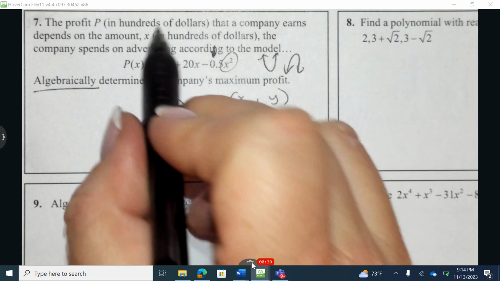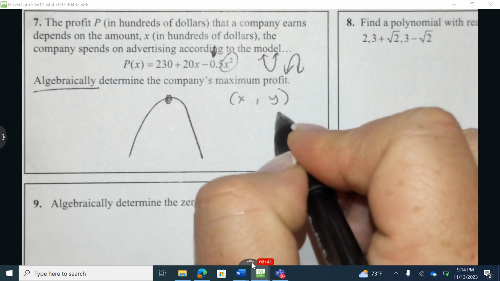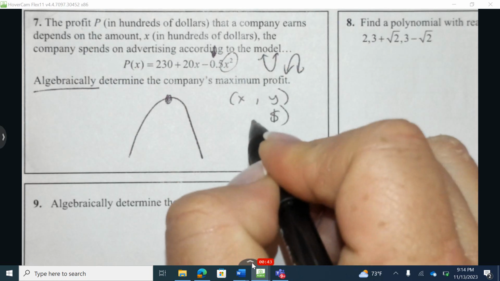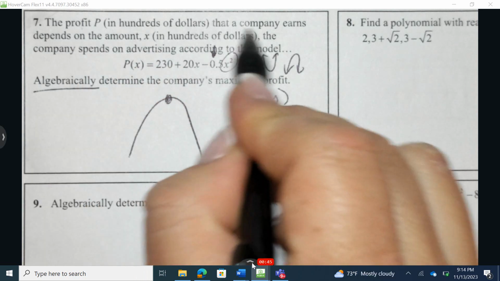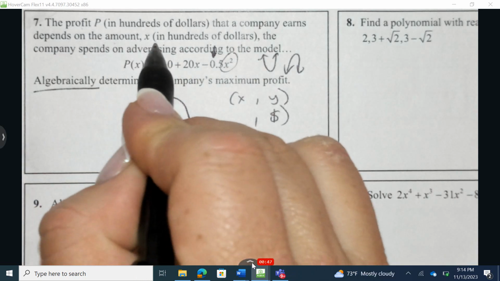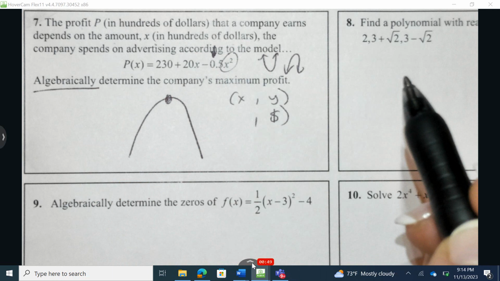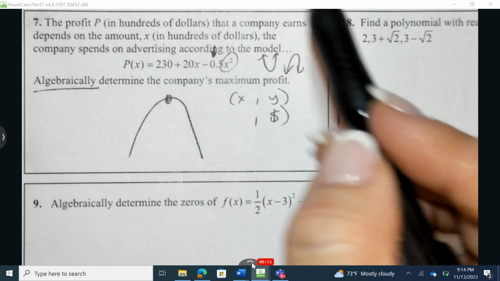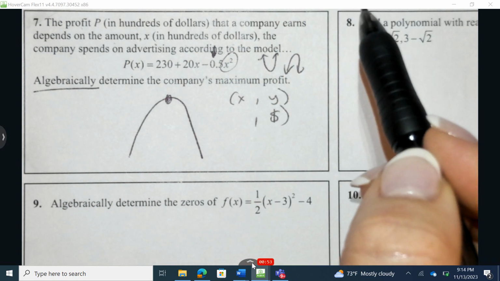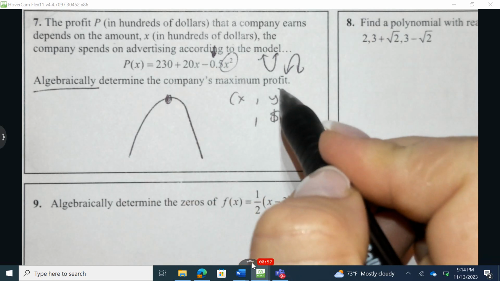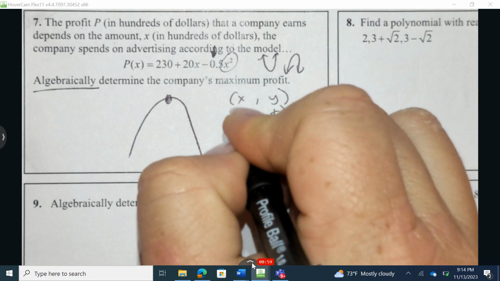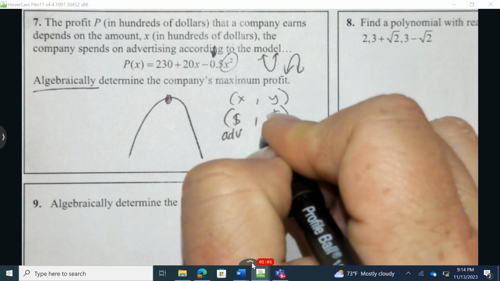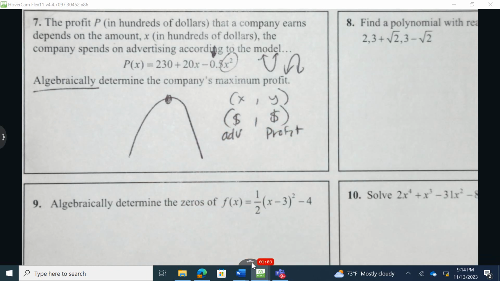Let's go back and think what this means. Y is the profit. So this is the profit. That's your Y. And X is, oh, hold on. X is the amount of money that the company spends on advertising. So this is the advertising cost, and this is the profit. Sorry, I had to go back and read that.